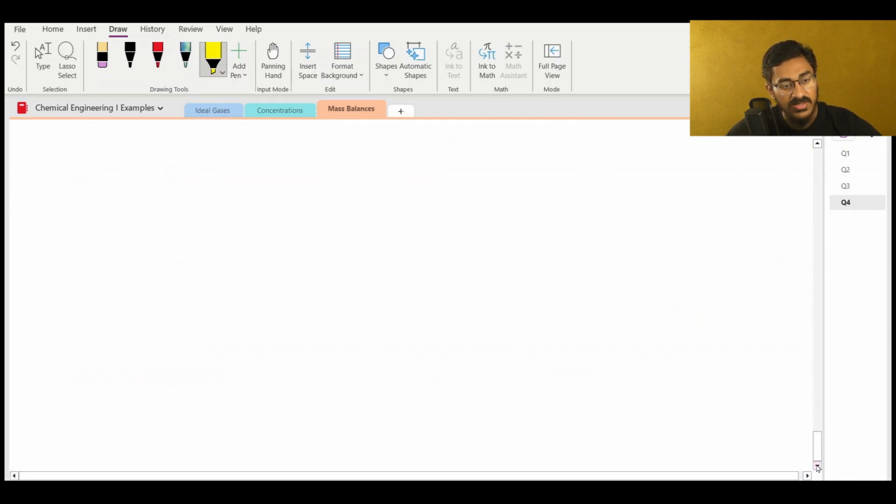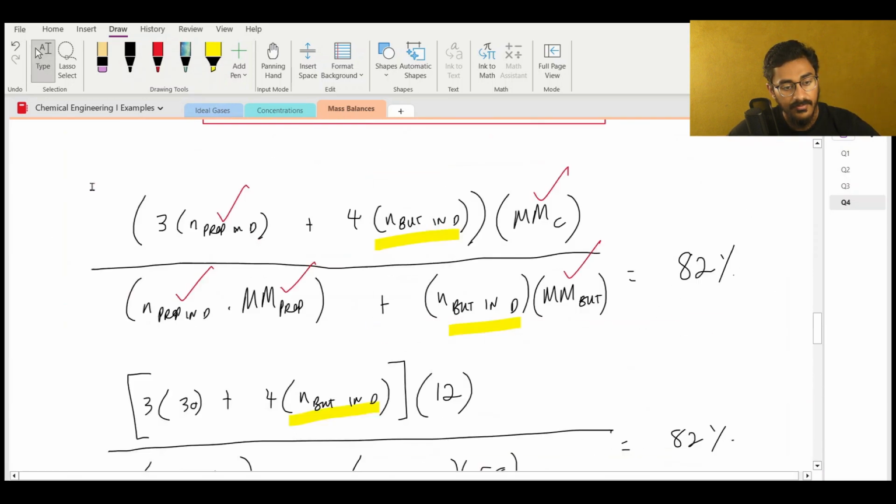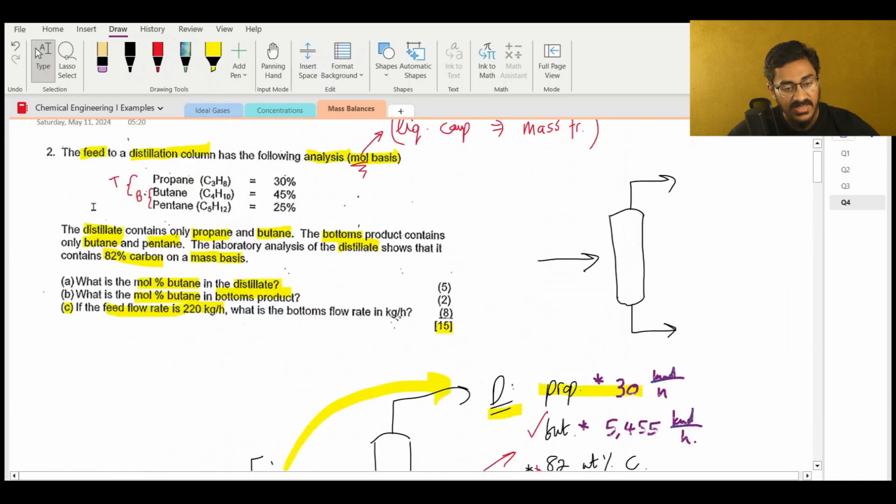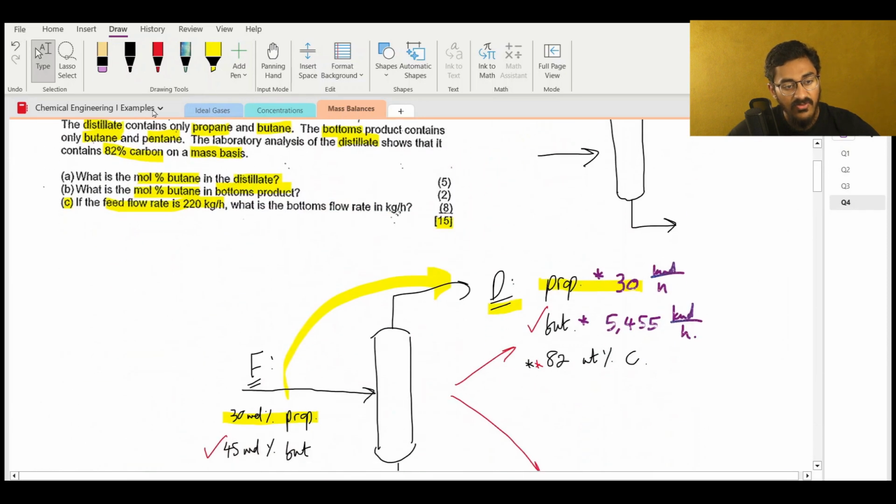Okay, now let's go into part C. And this is where the question becomes a bit more involved. So for part C, they say to me, all right, now the feed flow rate is 220 kilograms per hour.